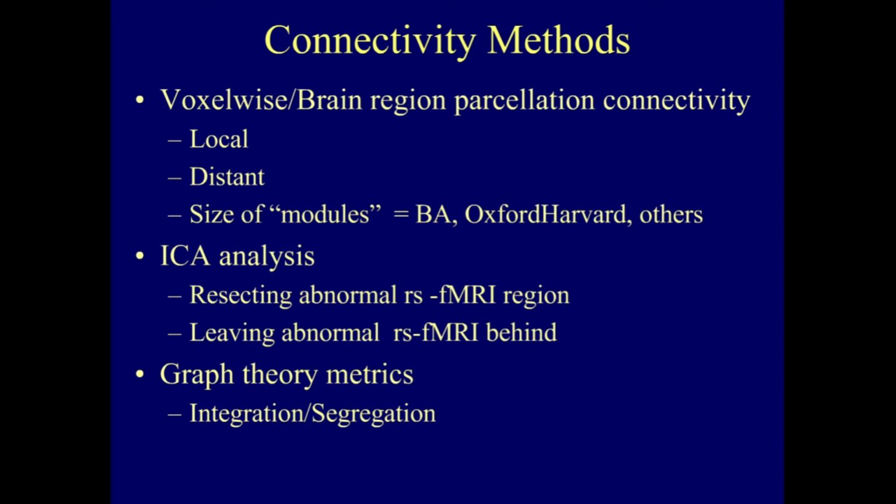One can also look at a data set and look at either ICA or PCA analysis. So here you can look at an abnormal resting state fMRI region, so what is resected or what you are leaving behind. Typically in independent component analysis, one is looking for asymmetries. In addition, there are graph theory metrics where you can look at measures of integration or segregation, as we have discussed previously.